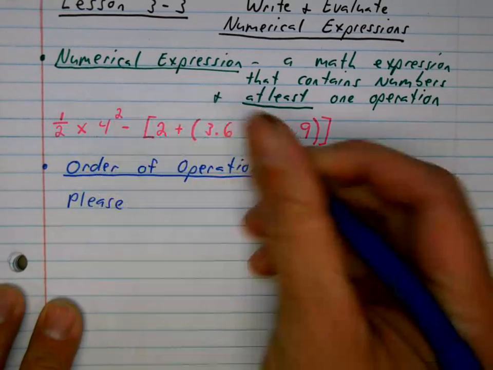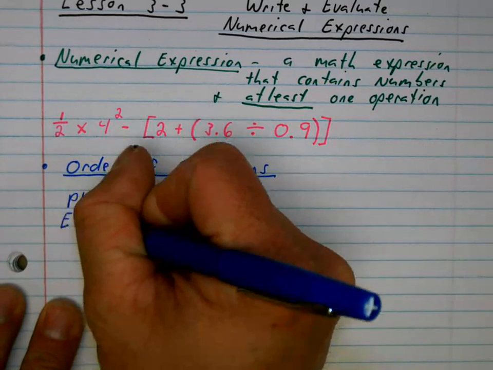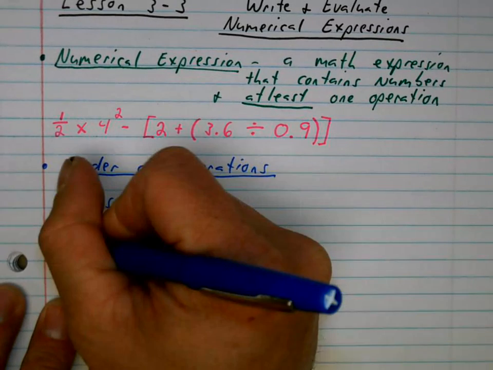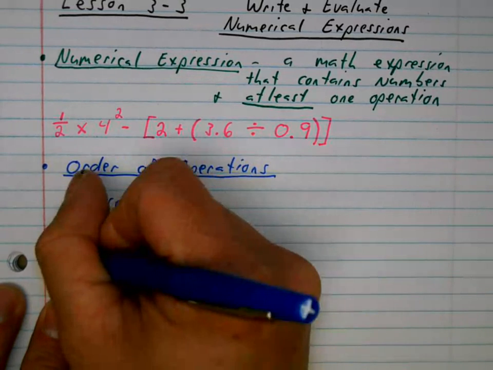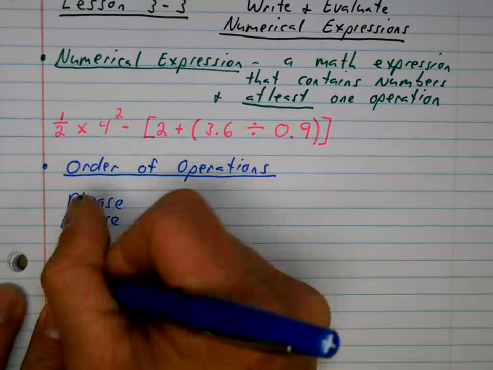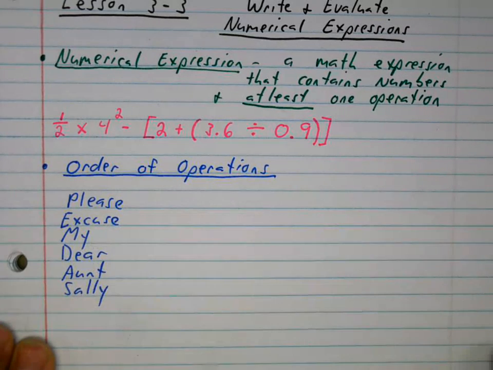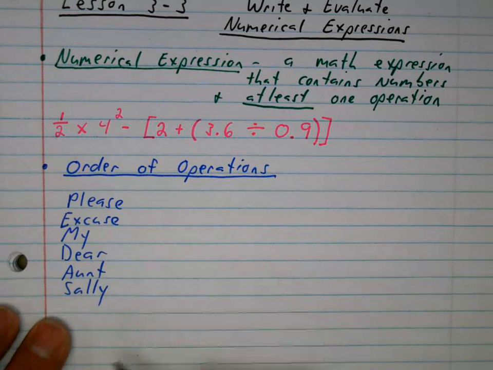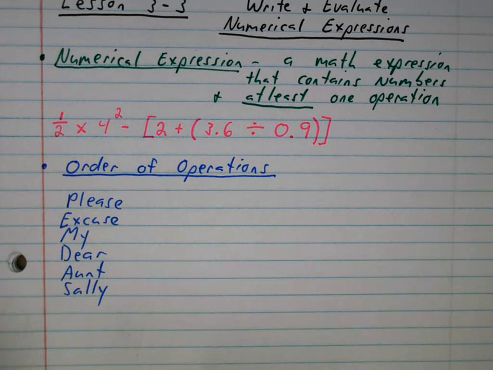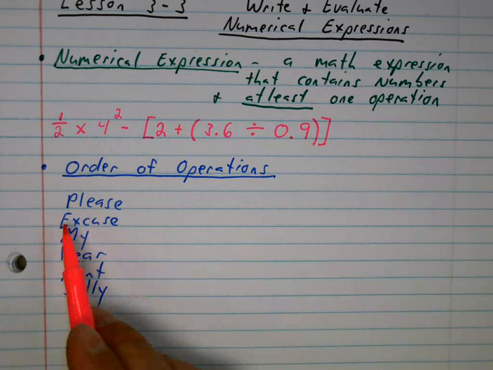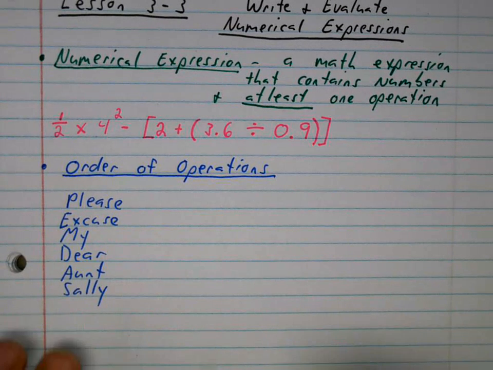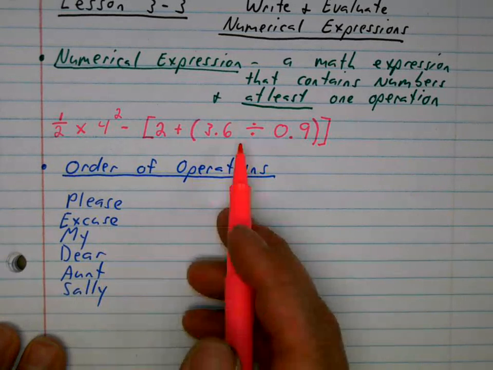please excuse my dear Aunt Sally. I don't even have an Aunt Sally, but if I did, I would probably excuse her. Well, the reason why we use this saying is because each letter at the beginning of these words stands for a step that we will take in order to solve this.